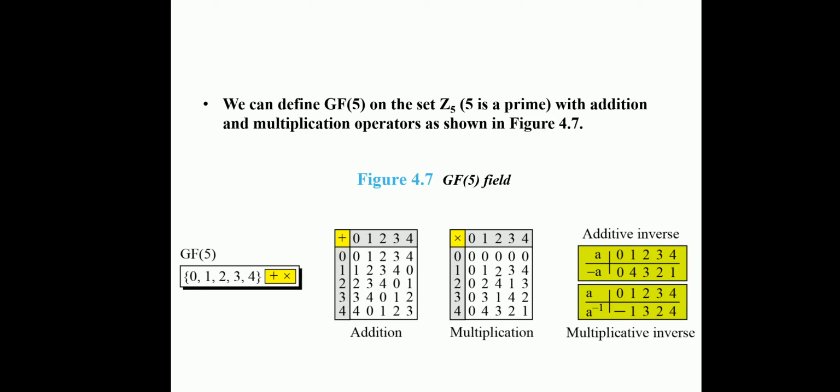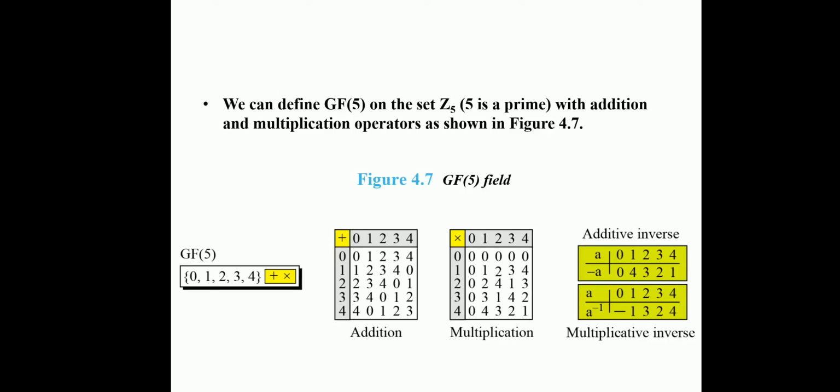Then 3 plus 0 is 3, 3 plus 1 is 4, 3 plus 2 again is 5, and 5 minus 5 is 0. Then 3 plus 3 is 6, and 6 minus 5 is 1. Then 3 plus 4 is 7, and 7 minus 5, the remainder is 2. Then 4 plus 0 is 4, 4 plus 1, the remainder is 0. 4 plus 2, the remainder is 1. 4 plus 3 is 7, and 7 minus 5, the remainder is 2. 4 plus 4 is 8. The remainder of 8 by 5 is 3.